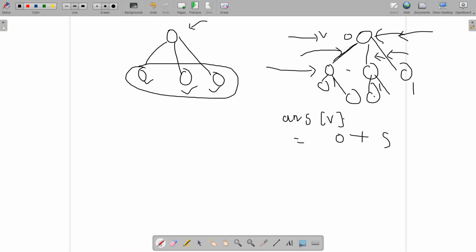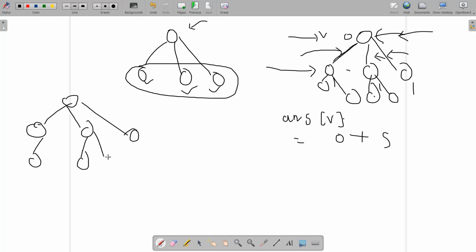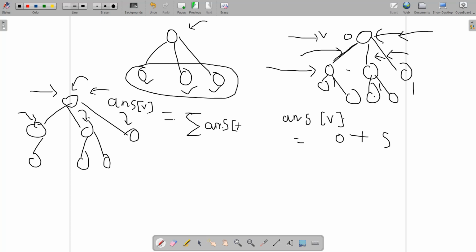If you're not getting it right now, let me take another big example which will make it clear for you. Suppose we are adding for this one, and we need to know the answer of v for this node. To explain the answer of v, we need to know the answers for all these child nodes, let's say sigma answer of u, where u is the child node of the node v, and there is one more extra term that we need to add. And what is that extra term?